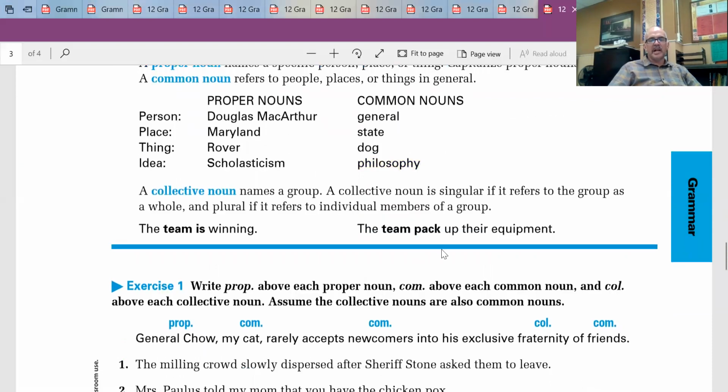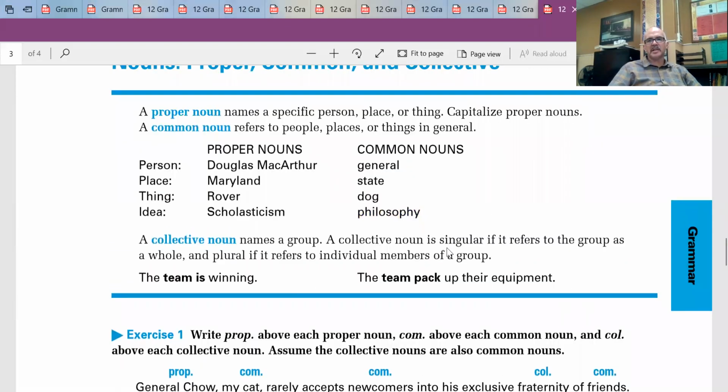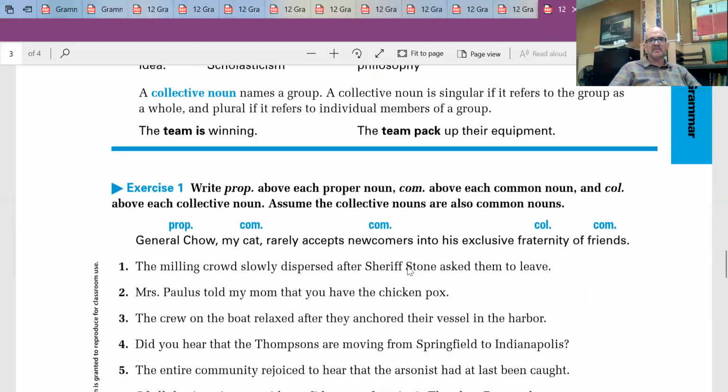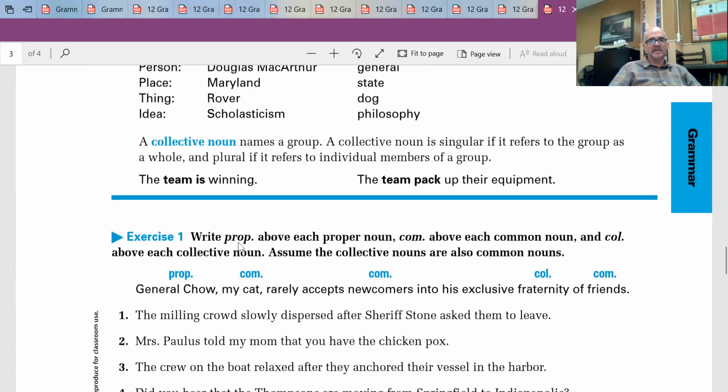Okay. Finally, a collective noun. These are kind of tricky because they're singular if it refers to the group as a whole, and plural if it refers to individual members of a group. So the team is winning. They're all doing it together. We say is. The team pack up their equipment. A pack, even if it doesn't have the S, is actually the plural conjugation of packs, right? Because we say they pack, not they packs. Since they're all kind of doing it individually, not exactly necessarily the same thing, consider that plural. So it changes. It usually sounds right, although that's not always the way to judge grammar, is it?